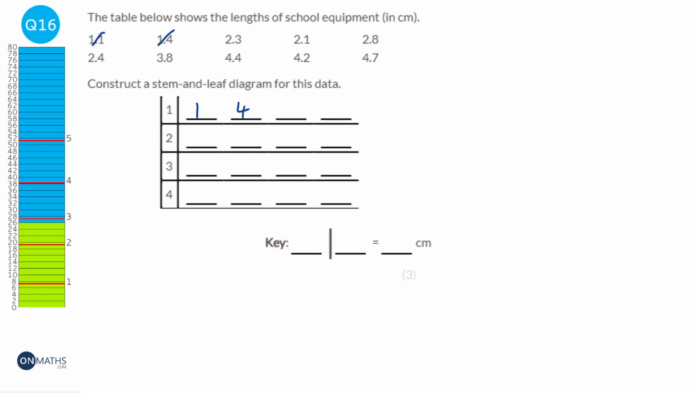Looking at the 2 points, we've got a 2.1, 2.3, 2.4 and 2.8. Looking at the 3s, we've got 3.8, and looking at 4s, we've got 4.2, 4.4 and 4.7. And so in our key here we're just going to pick this number here. It doesn't actually matter which number we pick. And we say 1 line 1 means 1.1 centimeters.